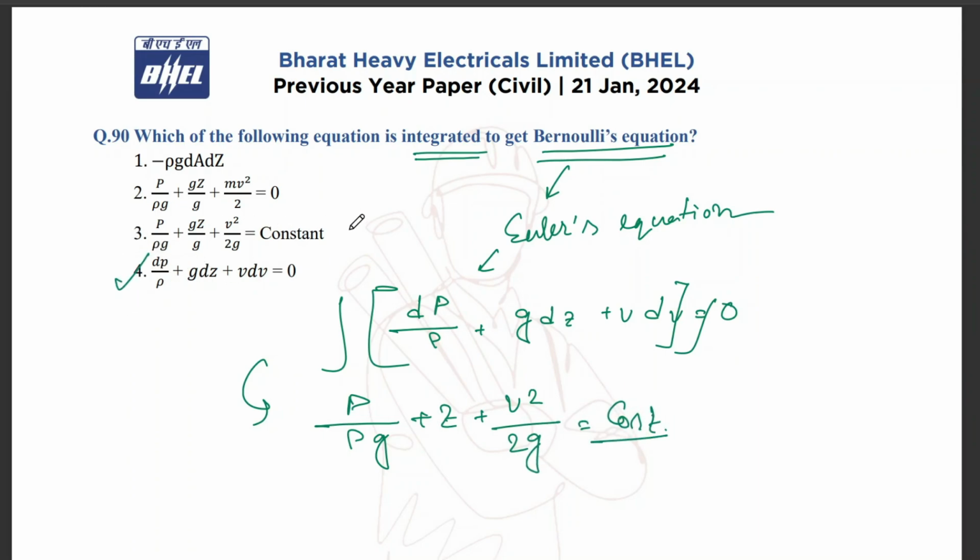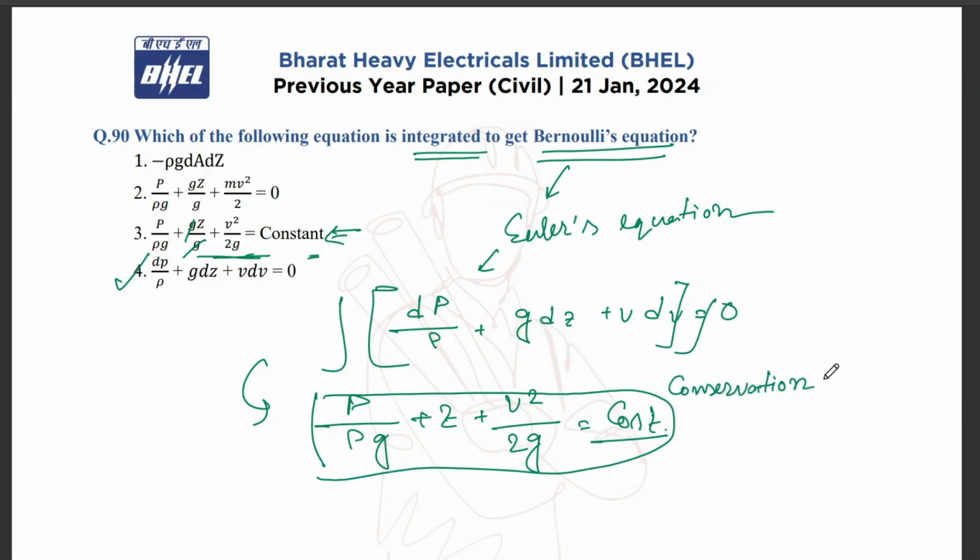And here you can see option number 3. This is the Bernoulli's equation because the upper g and lower g will be eliminated. Then the equation will become p by rho g plus z plus v squared by 2g equals constant. And take a note that this Bernoulli's equation represents the conservation of energy per unit weight in fluid flow.